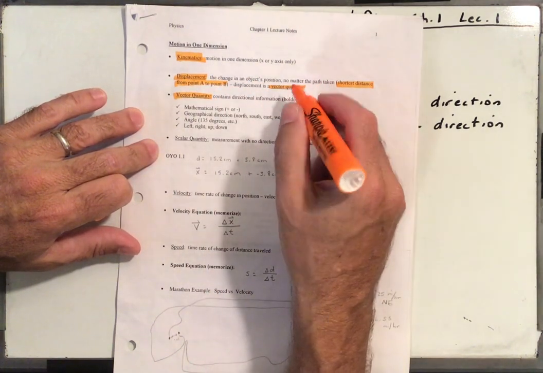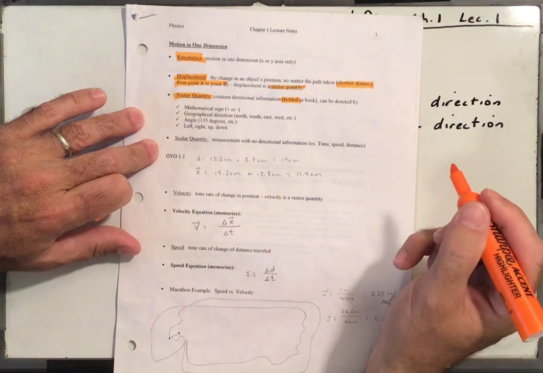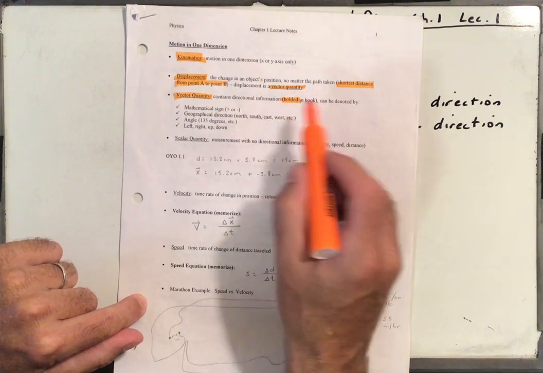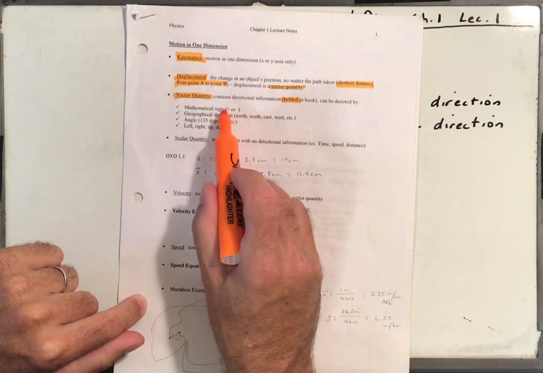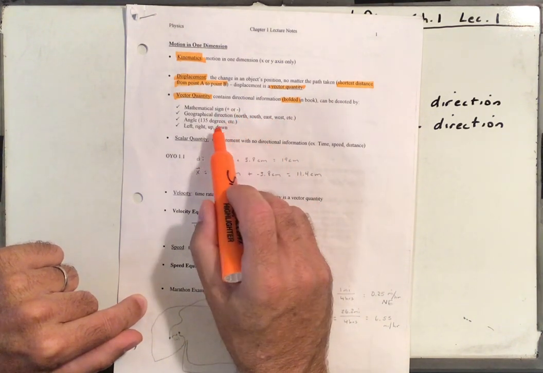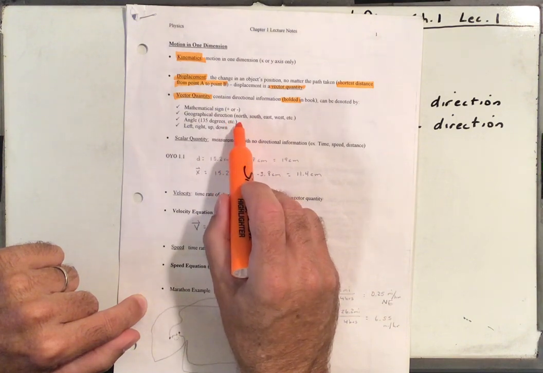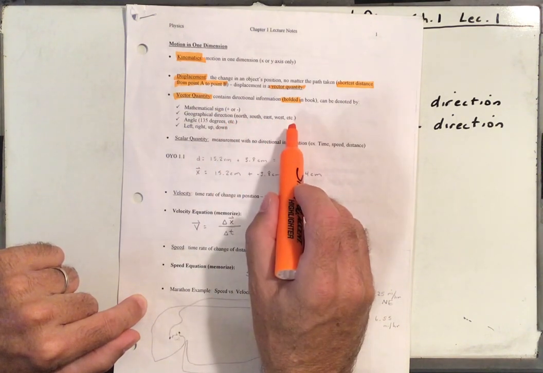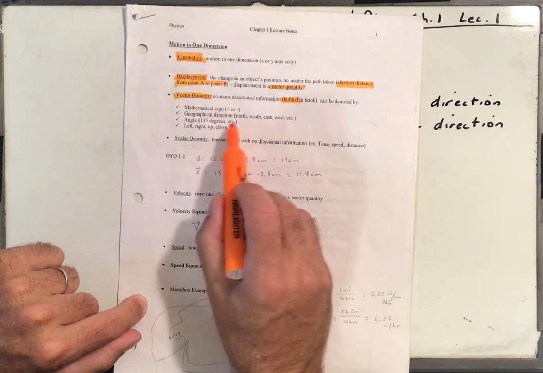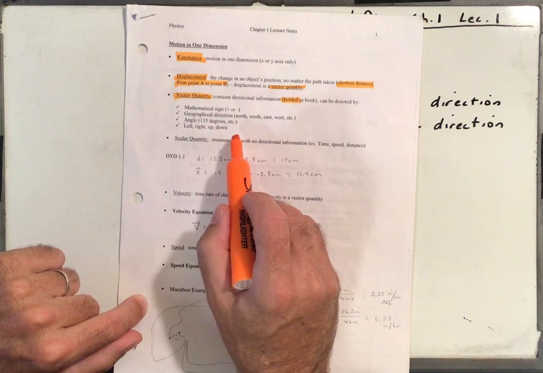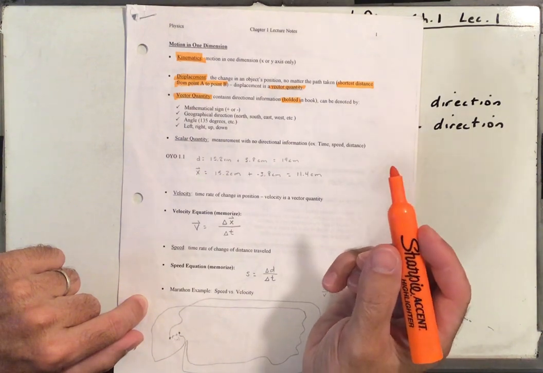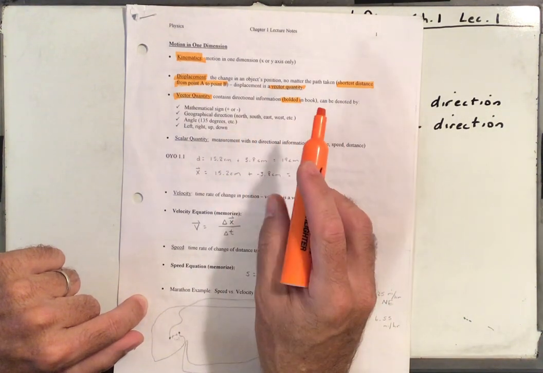So in the book, vector quantities are bolded. And it'll have directional information, and that direction can be denoted by a mathematical sign, plus or minus. That's what we'll be using when we're dealing with kinematics. It can be a geographical direction, such as north, south, east, or west. We'll do that a little bit. It can be at an angle, so once we get to Chapter 3, we'll start using angles and trigonometry, and so we'll have an angle to tell the direction. Or it could just say left, right, up, down, something like that. And there's many other ways that you could list a direction.